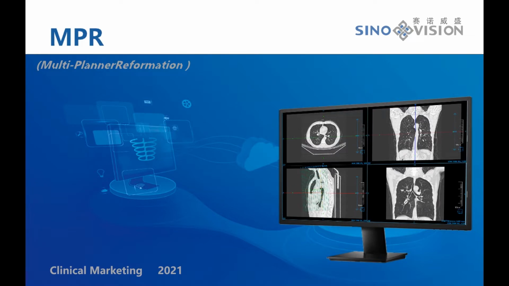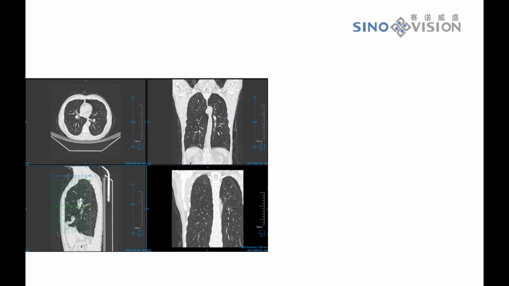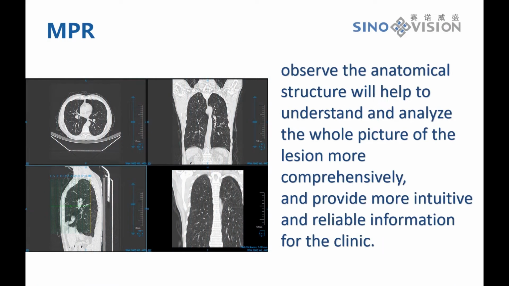Today I will introduce the function and the operation of the MPA plugin. MPA is based on tomographic thin slice thickness image data, obtained from the patient's scan, to reformat the two-dimensional images of the axial, coronal, sagittal or arbitrary planes.